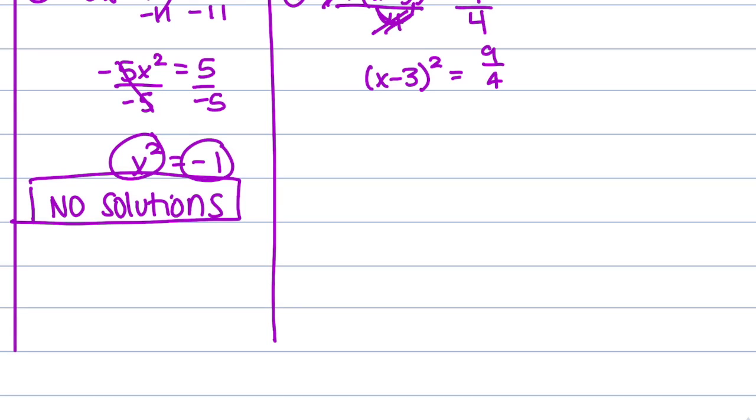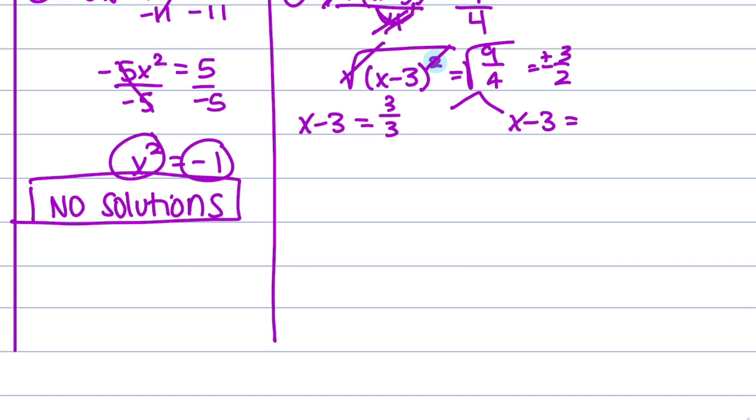The other thing that's affecting the whole side is that exponent. So if I square root both sides, then that exponent disappears and I'm left with x minus 3. Oh wait, we need to have positive and negative. So x minus 3 equals the square root of this, which would be 3 halves, both positive and negative. So x minus 3 equals positive 3 halves, and then x minus 3 equals negative 3 halves. And then I want to add 3 to both sides.